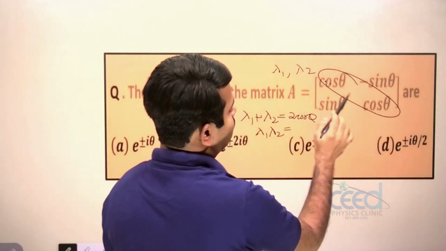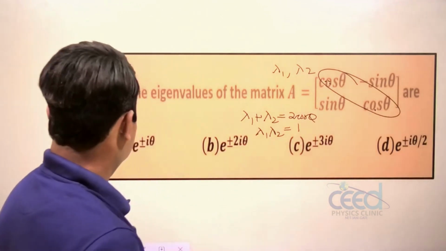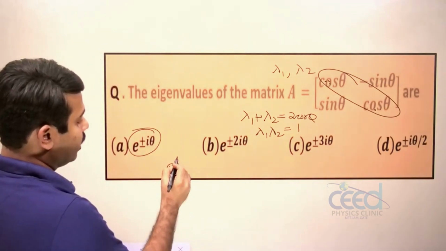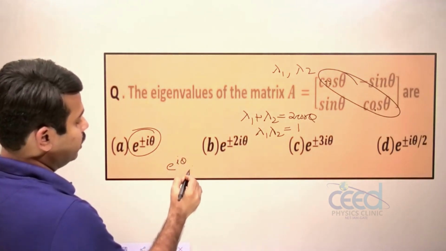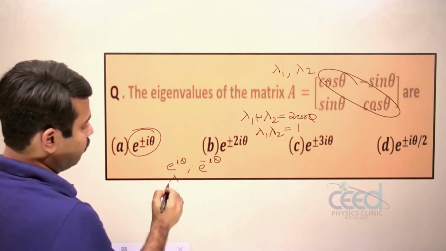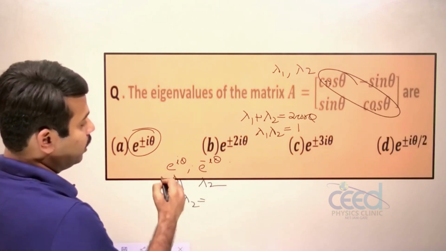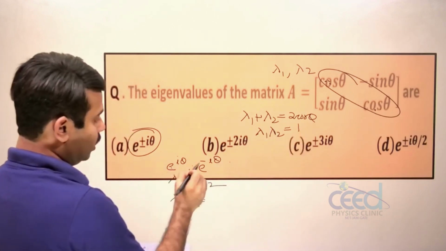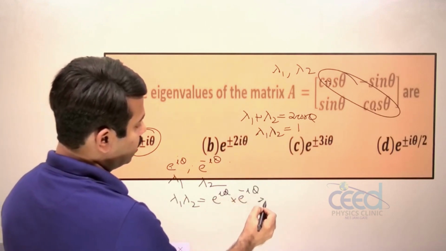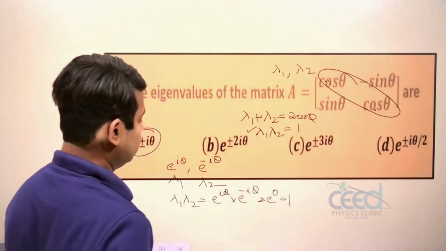What is the determinant of this matrix? Cos square theta plus sin square theta, that is equal to 1. Now here, if two eigenvalues are given, one is e raised to i theta, another one is e raised to minus i theta. Now what is the product? Say this is lambda 1, this is lambda 2. Then lambda 1 lambda 2 is the determinant of this matrix. That is e raised to i theta into e raised to minus i theta, that is e raised to 0, that is equal to 1. So this condition is satisfied.